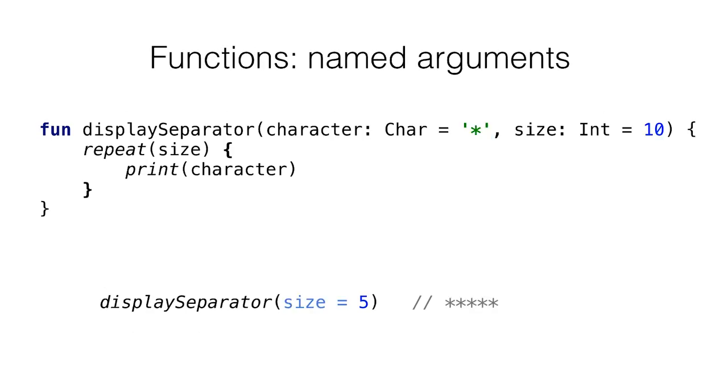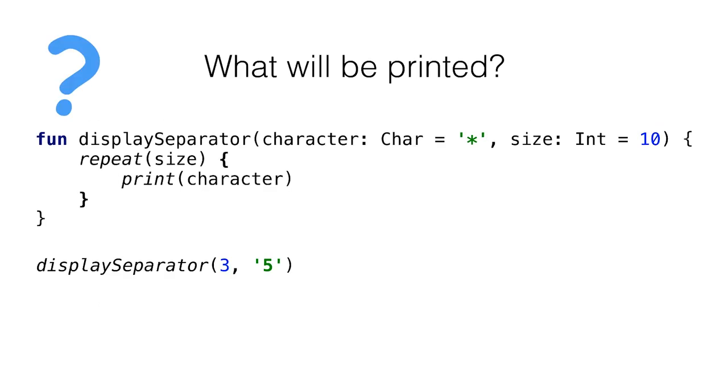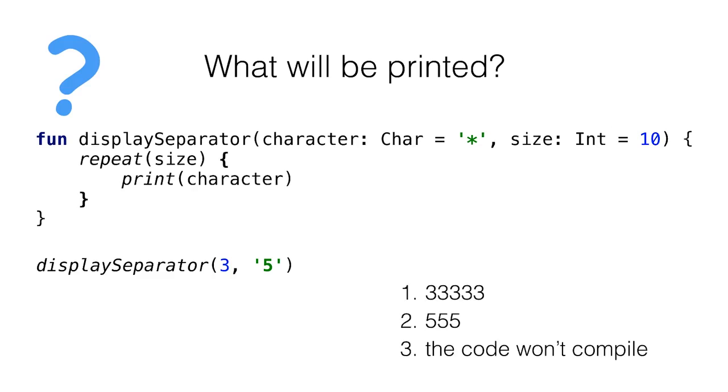However, note that if you need to provide only the value for the second argument, then you'll have to use named argument syntax. By default, there is the direct correspondence between unnamed arguments and parameters according to their order. The next question to you is, what is printed in this case? The options are 5 3s, 3 5s, or the code won't compile.